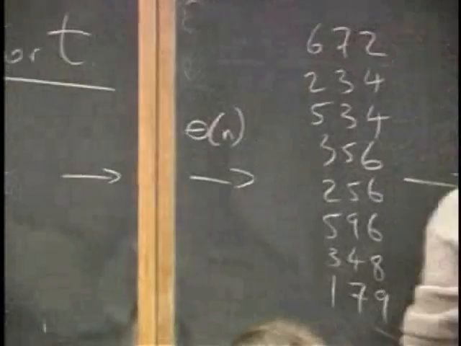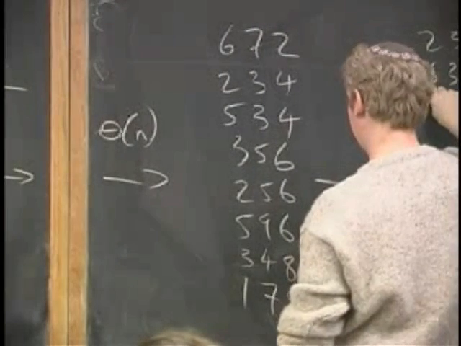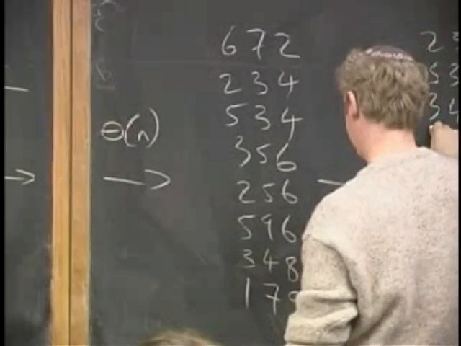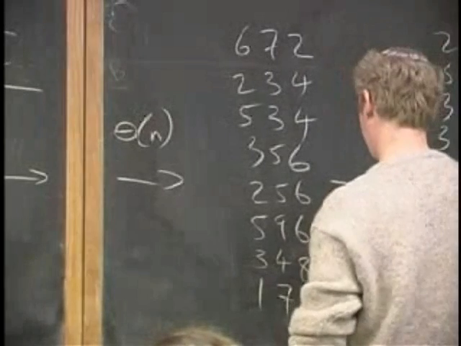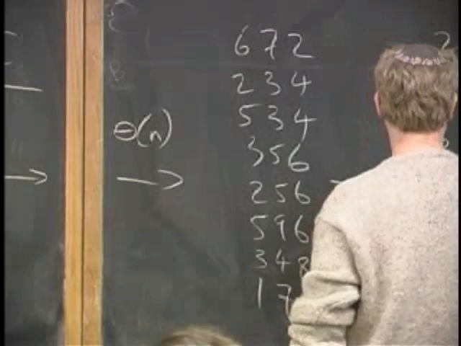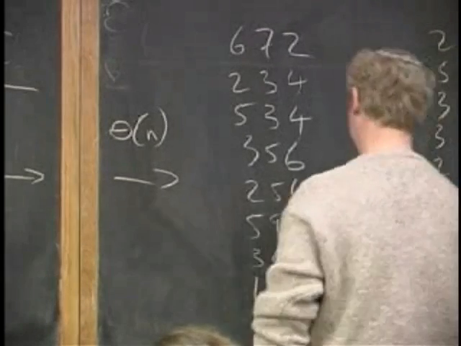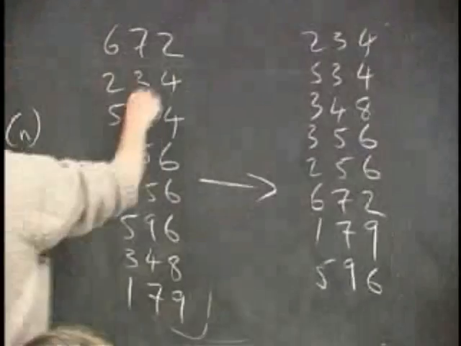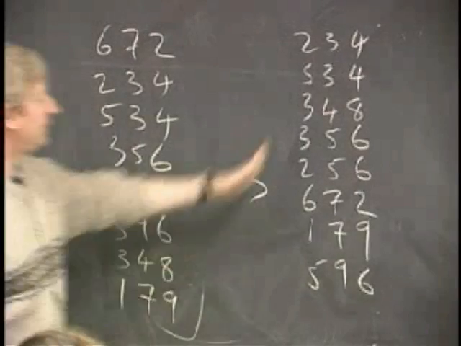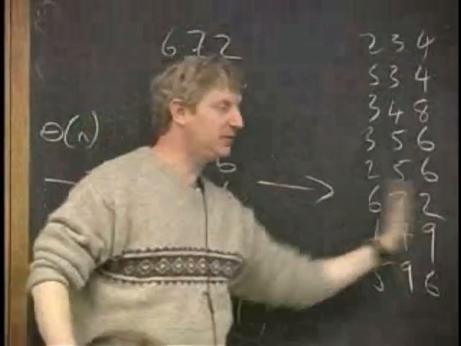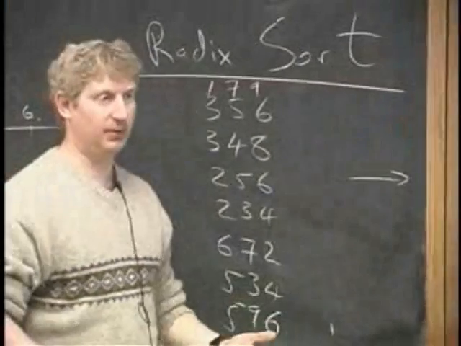2, 3, 4, 5, 3, 4, 3, 4, 8, 3, 5, 6, 2, 5, 6, 6, 7, 2. Did I get them all? 1, 2, 3, 4, 5, 6, 7, 8. Good. Now if you look at the list, it's completely sorted from its middle column to the end. We're going to do it one more time and get the whole thing sorted.